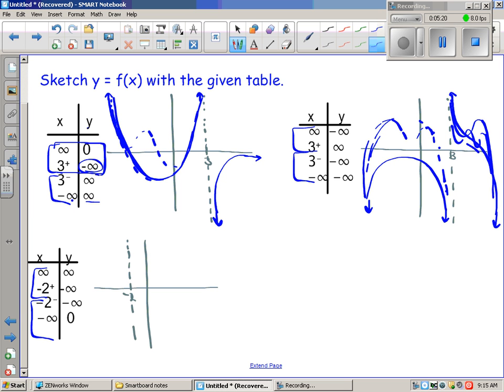-2 plus, that means just to the right, we're going down. Infinity, all the way to the right, is going up, and I want to somehow connect them. There, I'm just going to do a little wave. -2 minus, that means just to the left, to negative infinity, and then approaching 0. And there you go. So that would be that graph.